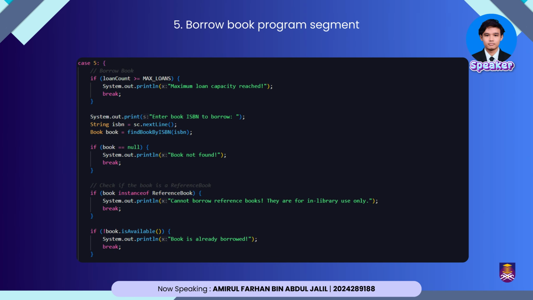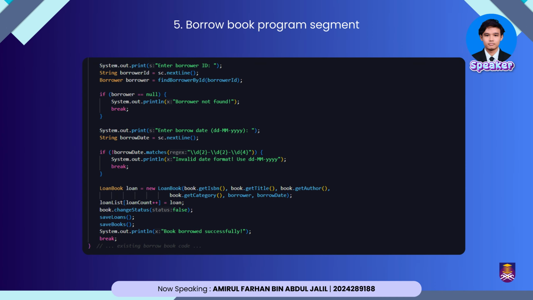For our borrow book progress segment, in the first part, we're asking to enter the book ISBN that needs to be borrowed. Then we check if the book is equal to none, the book is not in the system. If the book is a reference book, we'll prompt that the book cannot be borrowed, and if it is not available, the book has already been borrowed.